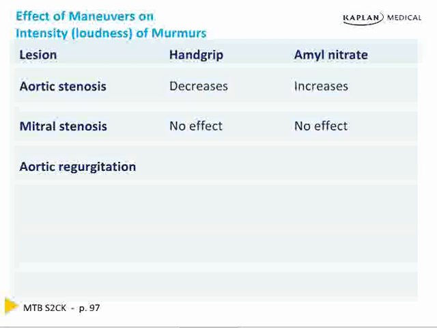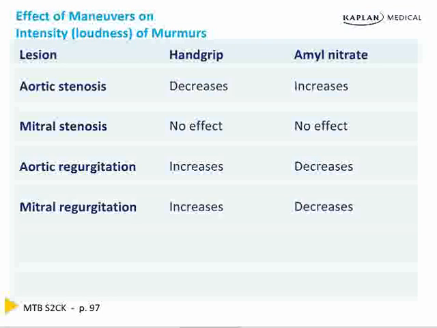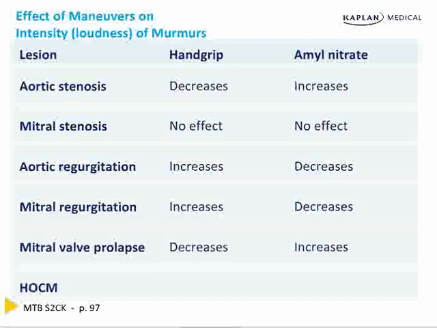Aortic regurg is a problem with ventricular emptying. That's why hand grip will push it backwards and make it worse, and amyl nitrate will help it go forward because it's like an ACE inhibitor. And the same with mitral regurgitation. It follows it precisely. Now, if you weren't already clear, mitral valve prolapse does the opposite. HOCM does the opposite. Get it through the head.